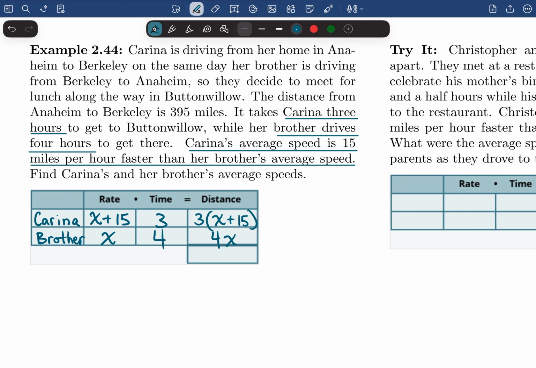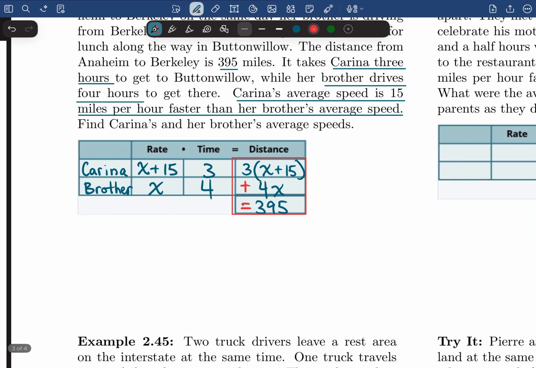And in this case, I was told the total distance between Anaheim and Berkeley. So I know the total distance, because they met somewhere in the middle. Well, the total distance would have to be 395. So I've got a column right here that I can use as an equation to solve for x if I simply add the distances for Karina and her brother and set them equal to the grand total distance. All right, let's jump into it.